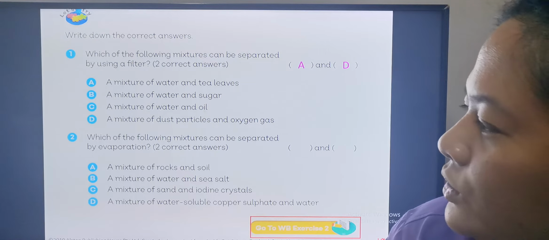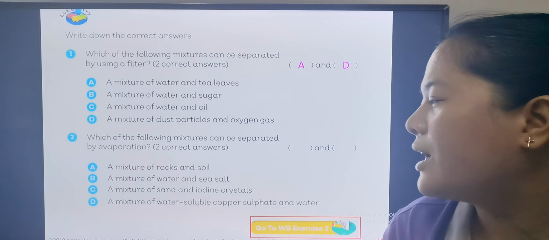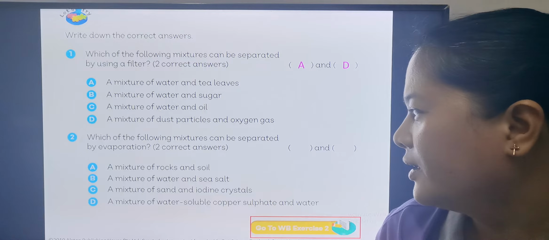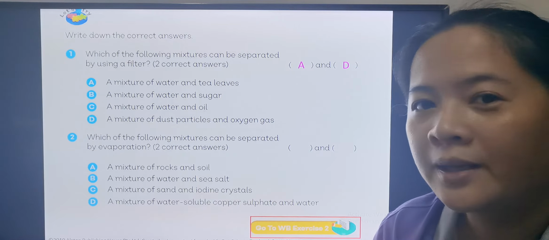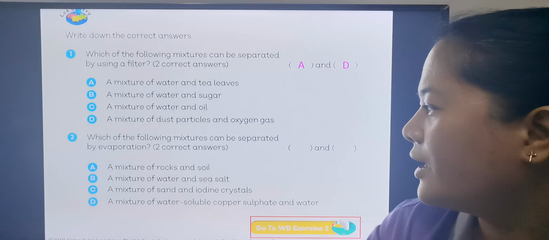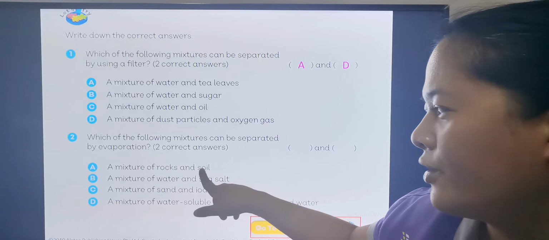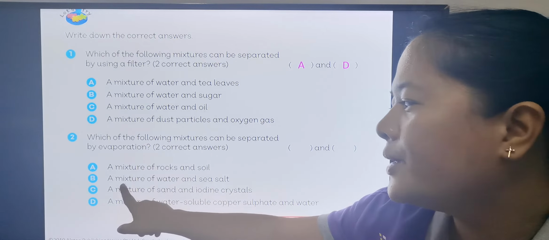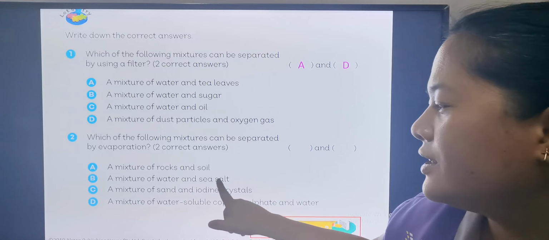Number 2, which of the following mixtures can be separated by evaporation? Evaporation is the process when liquid evaporates. Letter A, a mixture of rock and soil. Rocks and soil, there's no liquid, so it's not correct. Letter B, a mixture of water and sea salt.